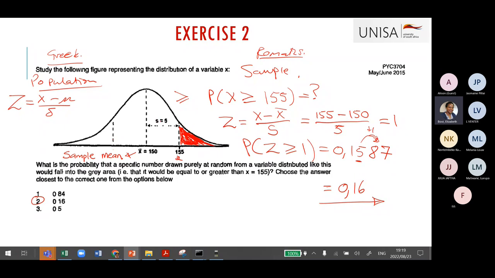S, you can see there is an S. S represents the sample statistic called the sample standard deviation, whereas this one is the population standard deviation. So it doesn't change anything. In the previous section, we were using the population mean and the population standard deviation. Now on this one, they didn't give you the population parameters, they gave you the sample statistics.